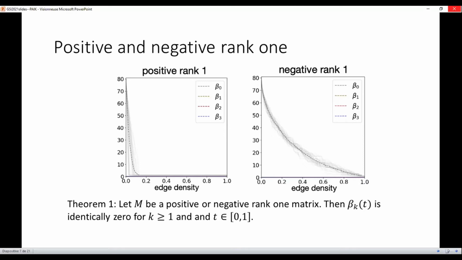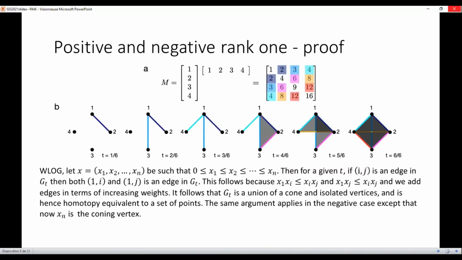Let M be a positive or negative rank 1 matrix, then beta_k(t), the kth Betti curve, is identically 0 for all k greater than or equal to 1. So how does the proof of this work? Well, let's just think about a rank 1 matrix and its generating vector. We can just assume that it's written in linear order because whatever permutation you have to apply to get it into linear order, that's just going to act on the vertices. So you just always have the same graph.